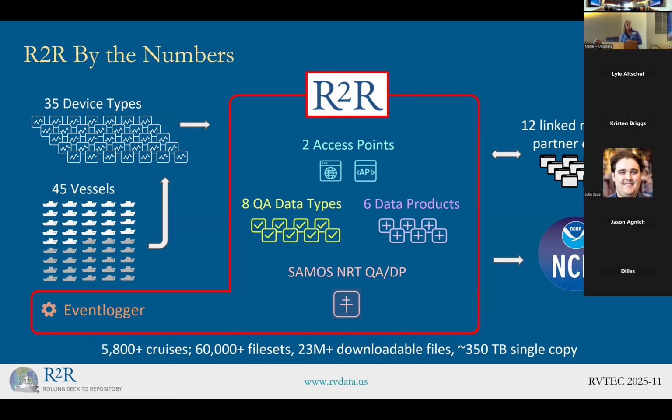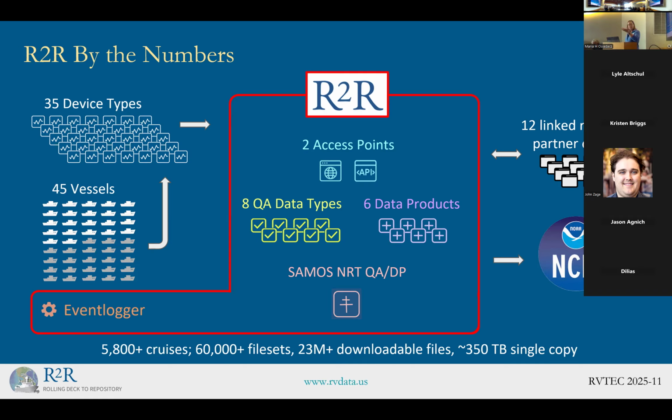If you look at it by the numbers, we've got data from about 45 vessels. Now this includes, we're 15 years, so this includes those that have been decommissioned over those years. We still support those data. Don't count too carefully on the in-service versus out-of-service ones. I need to adjust the slide. We've got data from about 35 different device types. We support both the human user and API or metadata API as access points. We do 8 quality assessments. We create 6 data products.